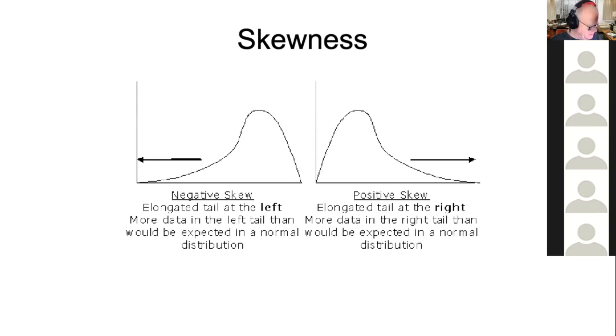Basically, for me, the important point is this: when a distribution is skewed, all it means is it's bunched over to one side or the other. So people talk about skewness a lot.